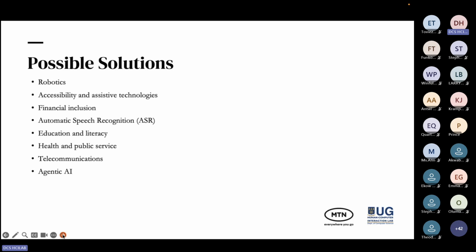Now, as I mentioned earlier, whereas last year's edition focused on individuals with speech impairment and utilized only automatic speech recognition, this year you are allowed to think beyond that. Think robotics, assistive technologies, financial inclusion technologies. Of course, ASR is still not left out. Text-to-speech, education and literacy, telecommunications, agentic AI.